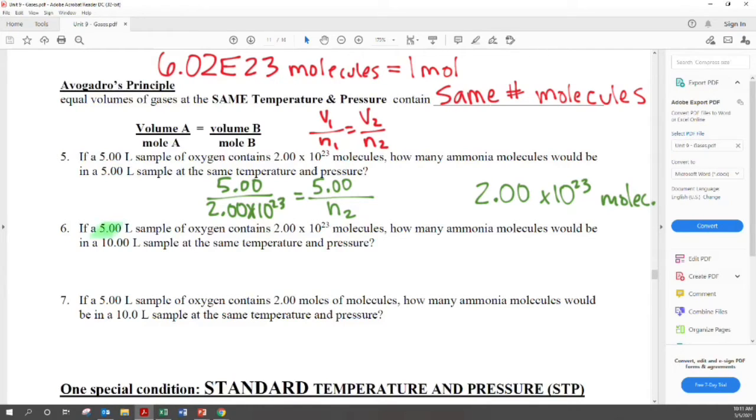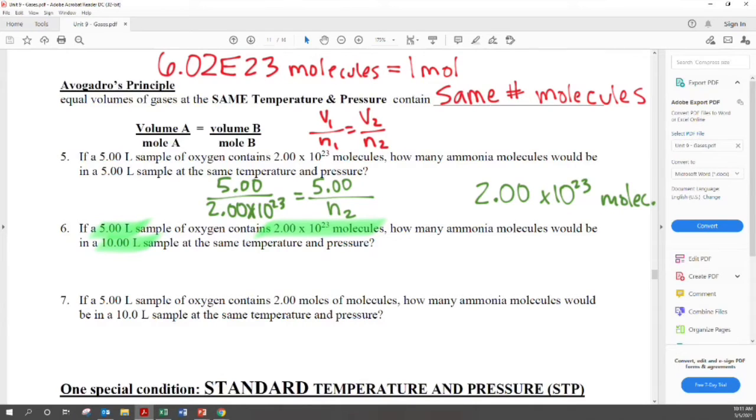Now, 6 isn't the same volume. It's kind of the same container of oxygen. It's a 5-liter container, has that same number of molecules in it. Now it's saying how many ammonia molecules would be in 10 liters. Well, even though this isn't going to be exactly the same, we can still kind of draw some conclusions about how that volume has changed.